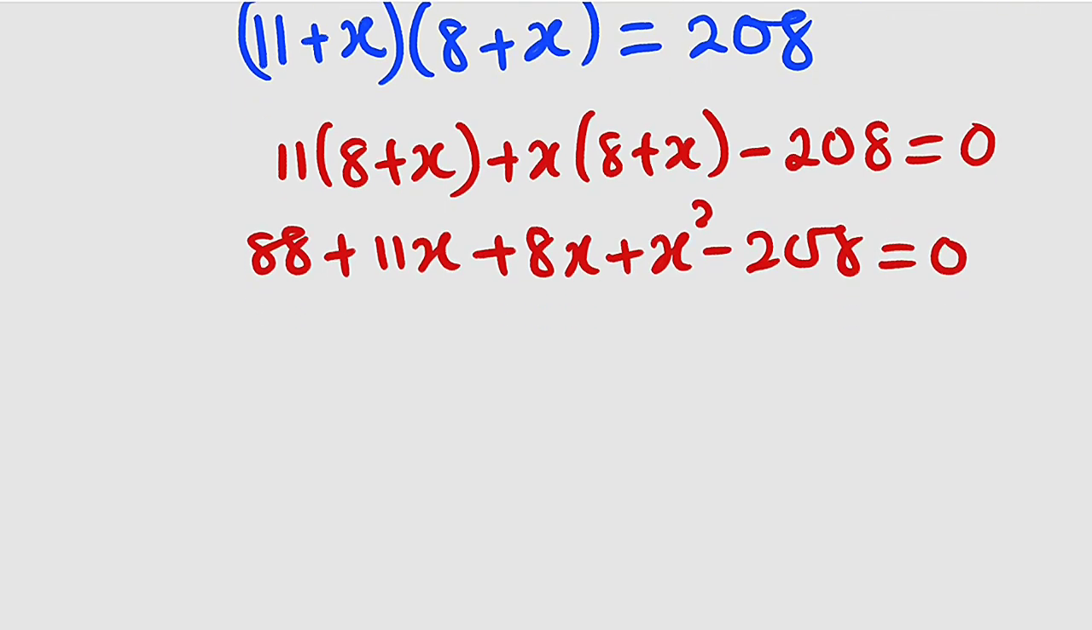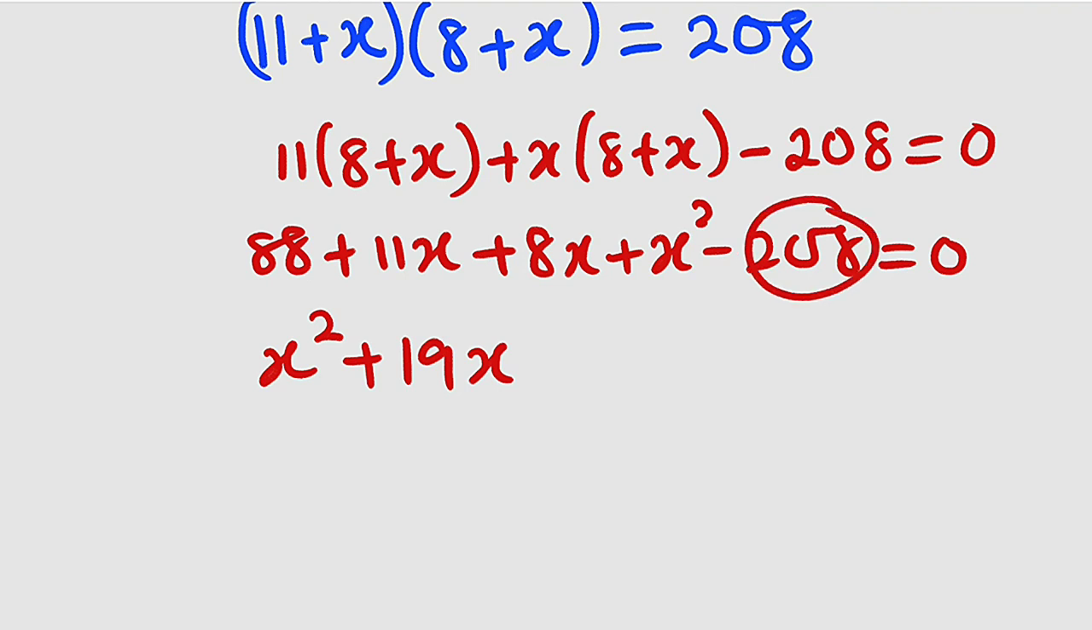Let us collect the like terms. I would like to write the leading term first, x squared, followed by the terms that contain x. This and this together, we have plus 19x. Then we have a constant 88 minus another constant 208, which is going to give us negative 120. And this is equal to 0. This is now a quadratic equation. Let's find out whether it is factorable.